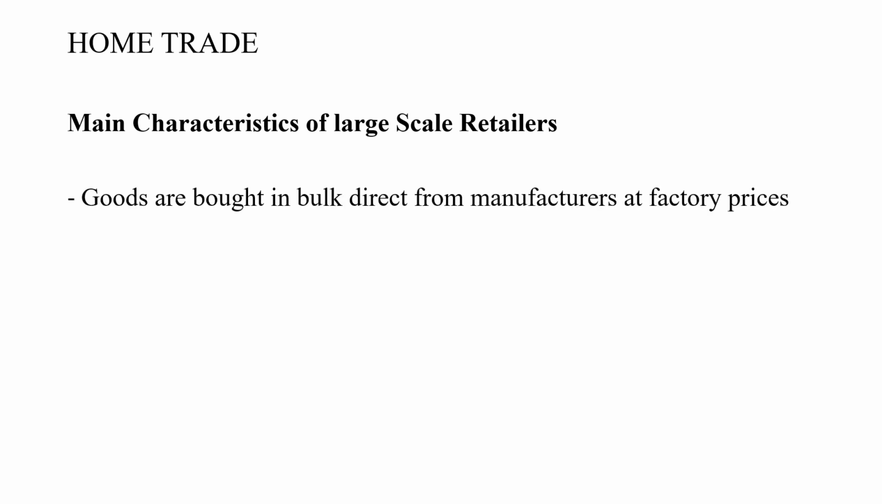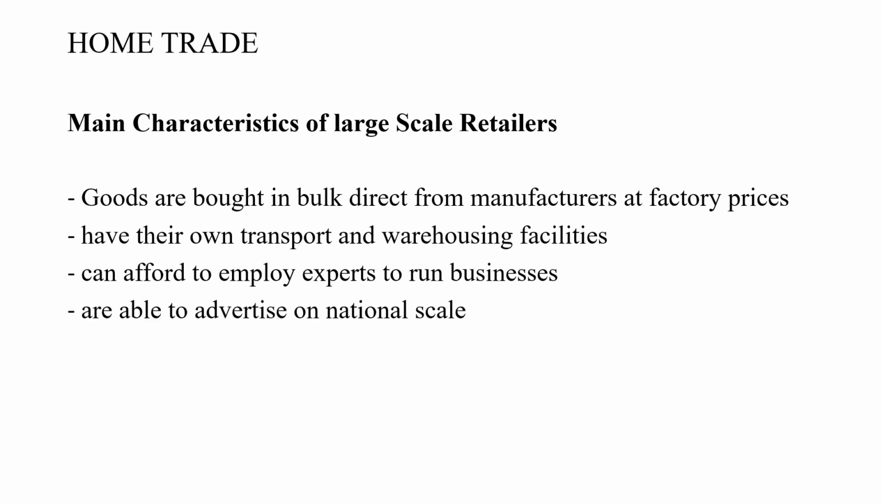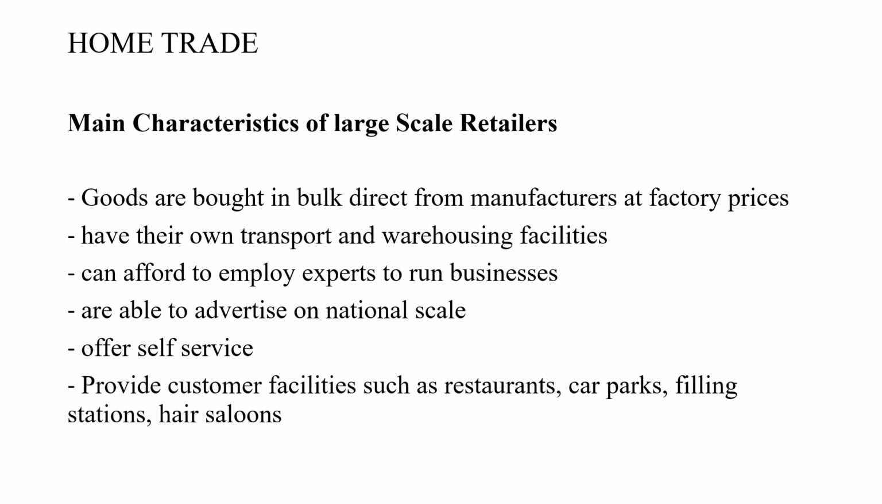So we go to the main characteristics of a large scale retailer, which is the opposite of a small scale retailer. These ones, they buy goods in bulk, direct from manufacturers at factory prices. They have their own transport and warehousing facilities to keep the goods. They can afford to employ experts to run the business. They are able to advertise on a national scale. They offer self-service and they provide customer facilities such as restaurants, car parks, filling stations, hair salons. A good example is ShopRite.